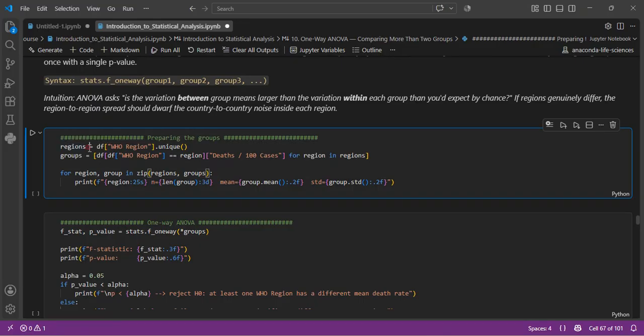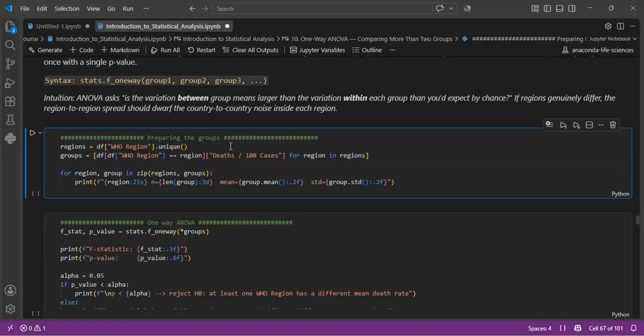All right, so here we are seeing the regions. This is the WHO regions. We are giving it regions, and in this case, we are not returning all the values in the WHO region column. However, we are returning only the unique values. So only the unique values will be returned. In this case, you see each of the continents. And then we say that groups equals df.